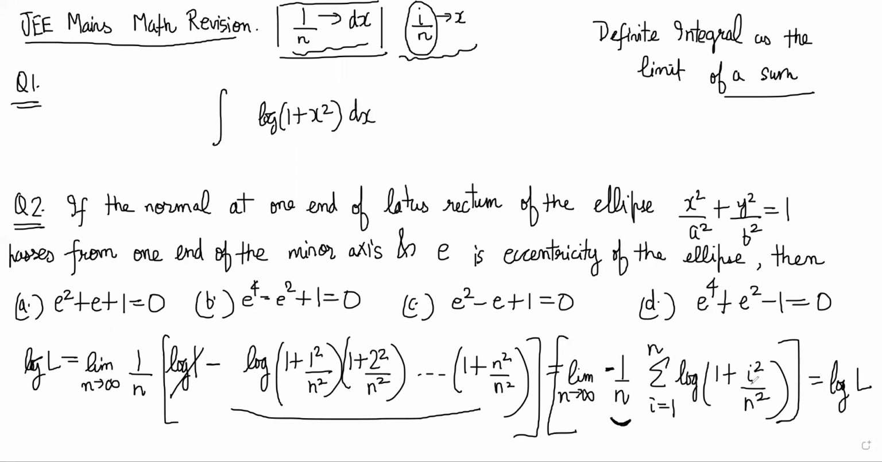So i by n is the x. So what limiting values does i by n have? When i is equal to 1, it is 1 by n, but as n tends to infinity, 1 by n is 0. And when i is equal to n, it is n by n, or 1. So 0 to 1, right? Negative of the integral from 0 to 1 of this is equal to log L. You will get that.